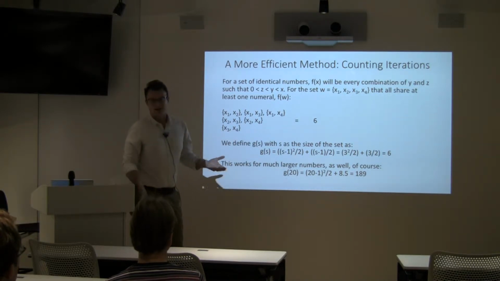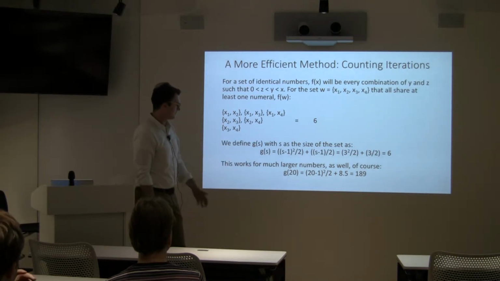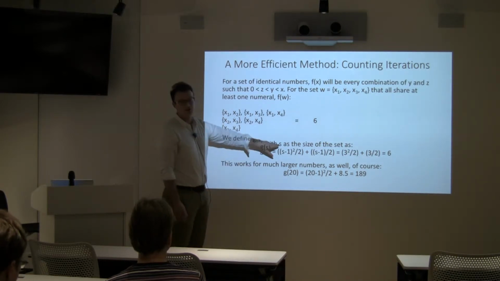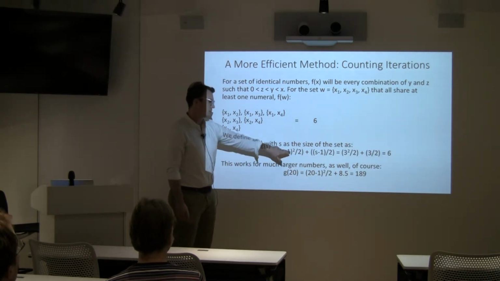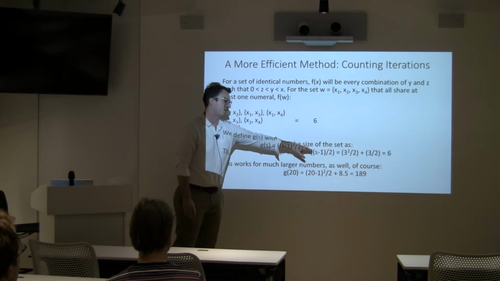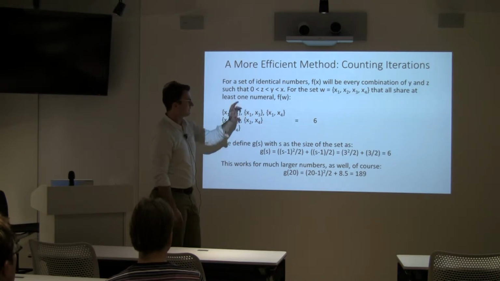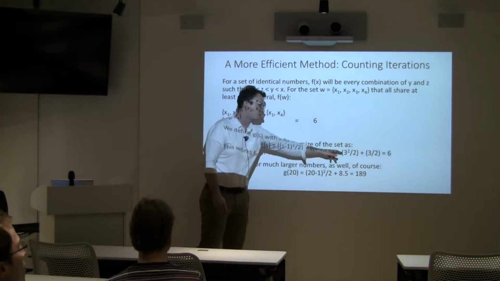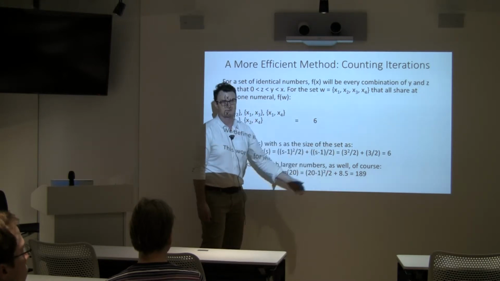We can calculate that without counting them explicitly with this function, which I just call g. For s being the size of the set, g of s is equal to (s minus 1) squared divided by 2, plus (s minus 1) minus 1, divided by 2. In this case, the size of the set is 4. 4 minus 1 is 3. 3 squared is 9. Divided by 2 is 4.5. Plus 3.5 is equal to 6.